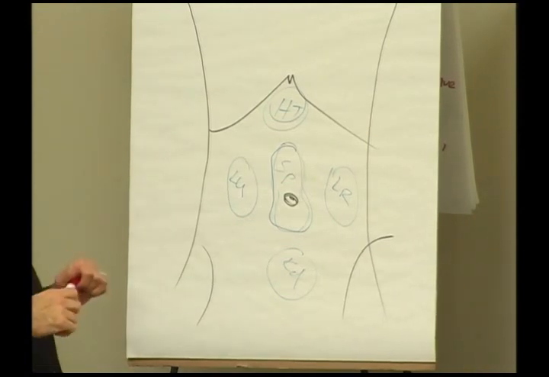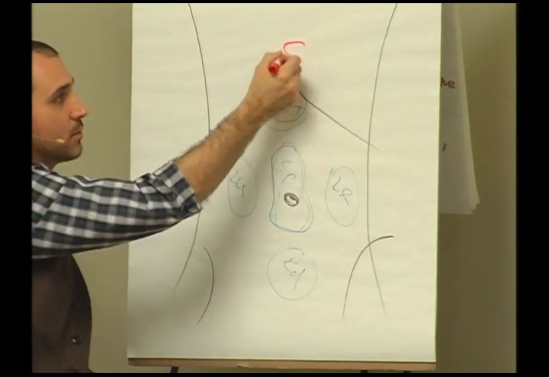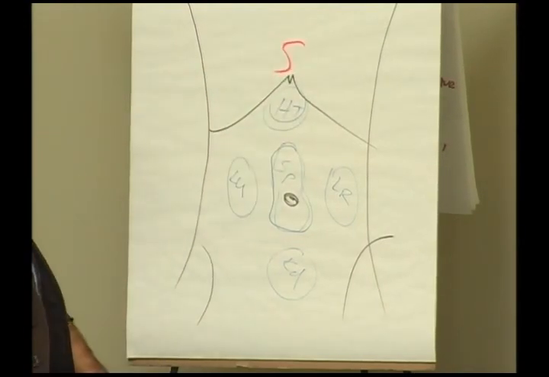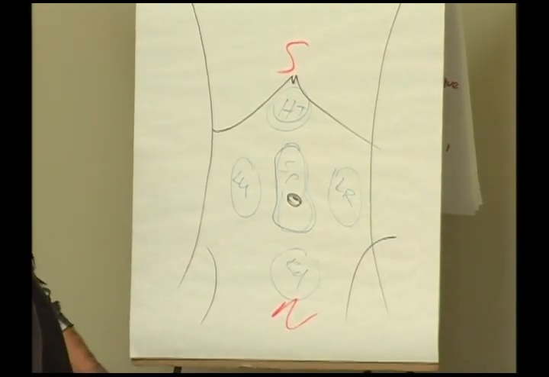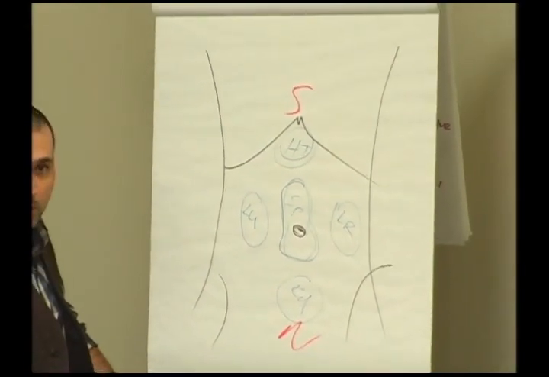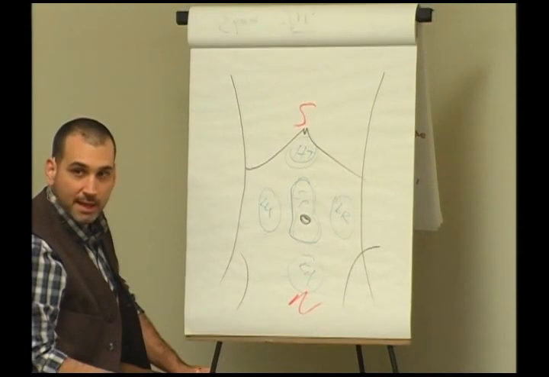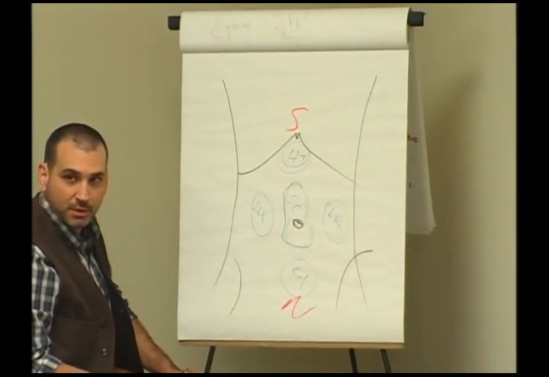What we have here is the idealized map. This is south. This is north. Remember, in ancient China, maps were always drawn with north at the bottom of the page and south at the top of the page.